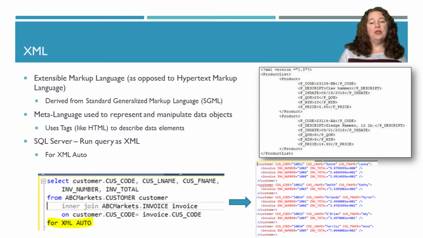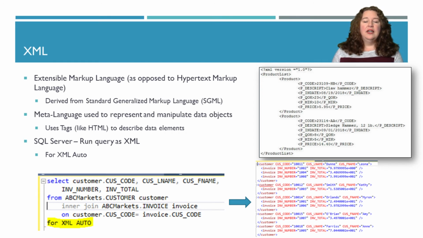So the code at the bottom is customers with all of their attributes, then invoices with all of their attributes, but again, still in that XML format. One of the nice things about XML is that the meta language used to represent the data objects are used as tags, so they're readable, but they're really readable by code. So it's really easy to take an XML document and convert it into a direct array of objects.